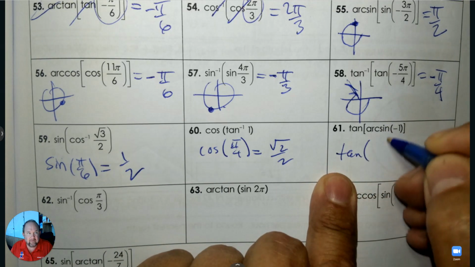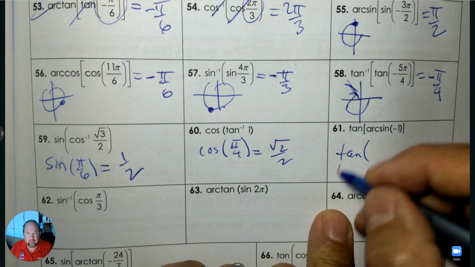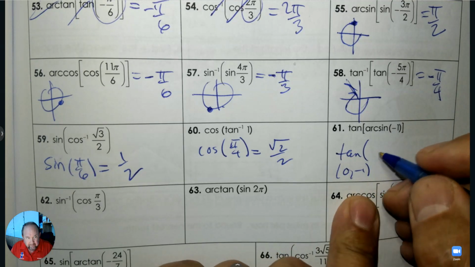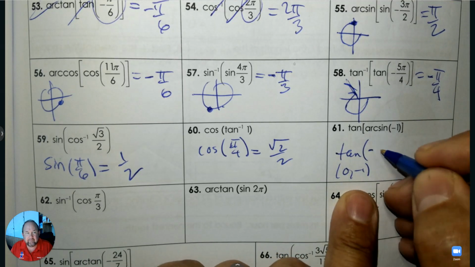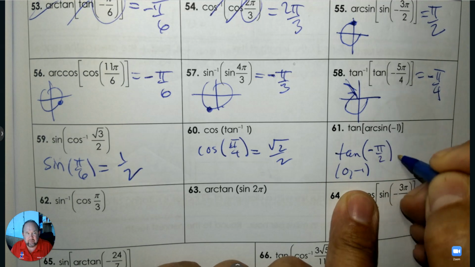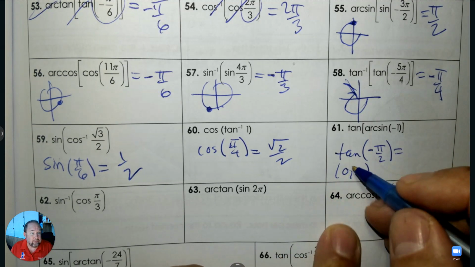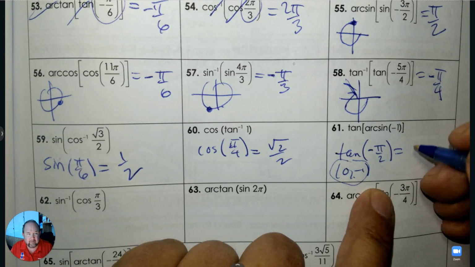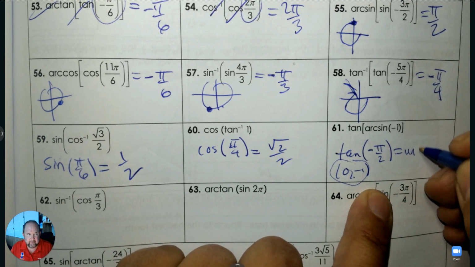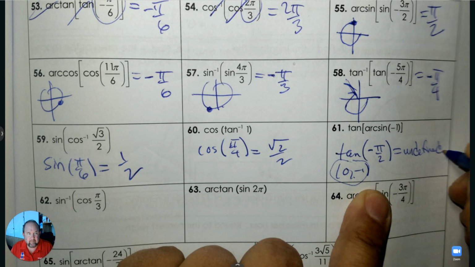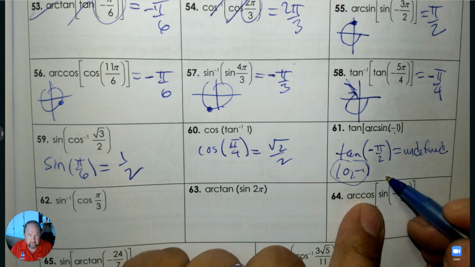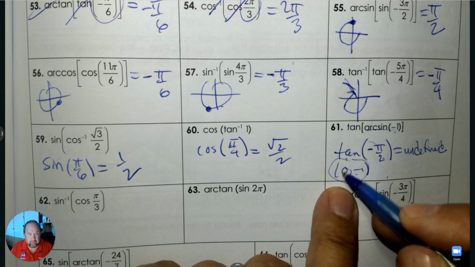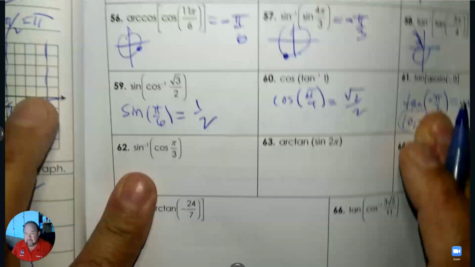Here again, arc sine negative 1. So if I think of that, what angle is that? 0, negative 1. It's down at the bottom. And you can write that as negative pi over 2 or positive pi over 2. But most importantly, just take this point for tangent and realize that this answer is undefined. So arc sine negative 1 is at the bottom and tangent at the bottom. Using these, y over x is undefined.